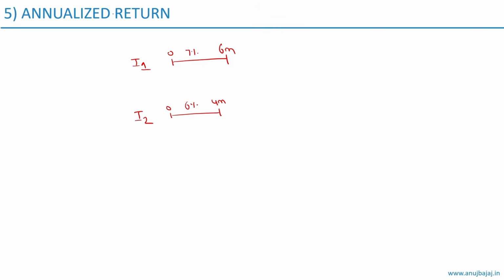Now if I want to find out which investment gave me higher return, then simply comparing 7% and 6% is not appropriate because both investments have different investment periods. So we have to bring them on the same page. We bring them on the same page by annualizing the returns. How do we do that?